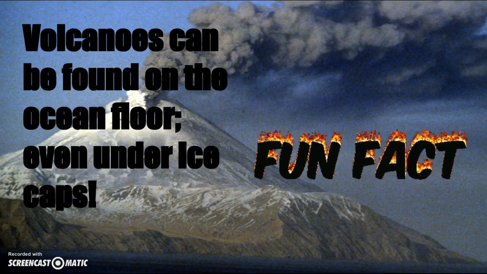Here's another fun fact. Volcanoes can be found on the ocean floor, even under ice caps. Even though the ice is cold, you can still have underwater volcanoes because the volcanoes are fueled from what's inside of the earth, and what's inside of the earth is always going to be very, very hot. So while you can have cold on top of the earth, under the water, under the ice, down deep within the earth's crust, it's still going to be very hot with lots of pressure, and you can still have volcanoes.